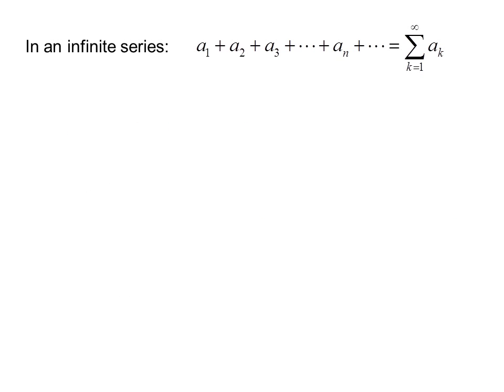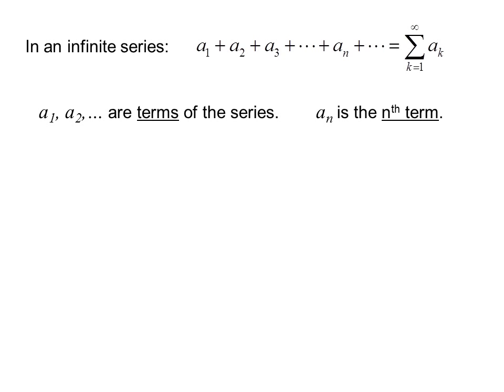In an infinite series such as this, a1 plus a2 plus a3 and so forth equals the summation from k equals 1 to infinity of a sub k. a1, a2, etc. are terms of the series. a sub n is the nth term.